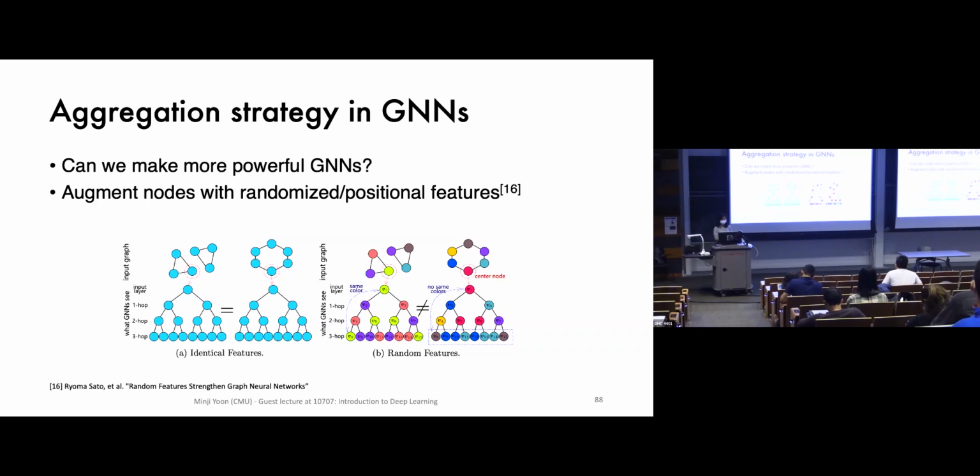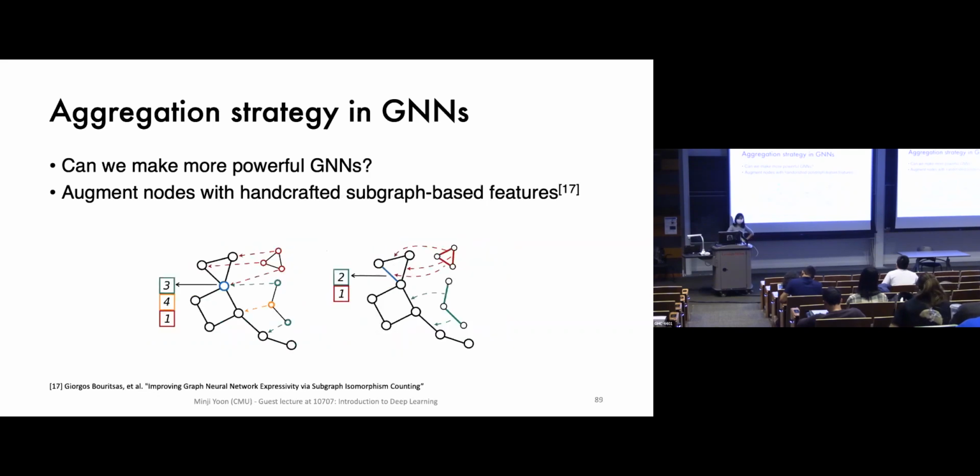The first paper gives random features to each node. By giving random features, random colors, to each node, maybe we can distinguish two non-isomorphic graphs more easily. And this next paper says, no, let's not use random features. Let's use the graph structure which is given to us. So they heuristically extract some subgraph features and then augment the node features.